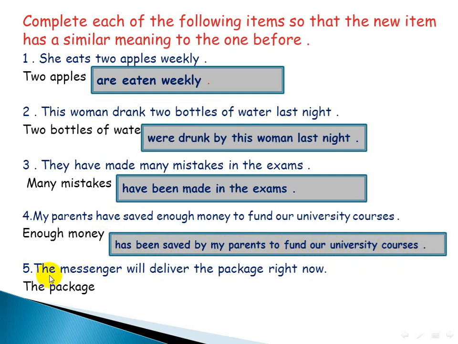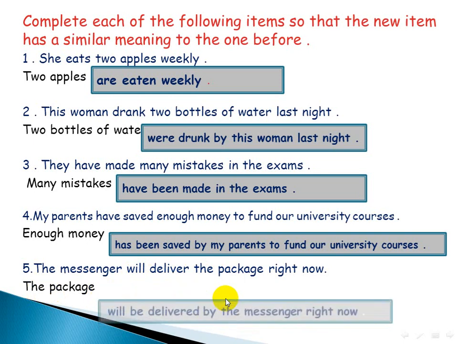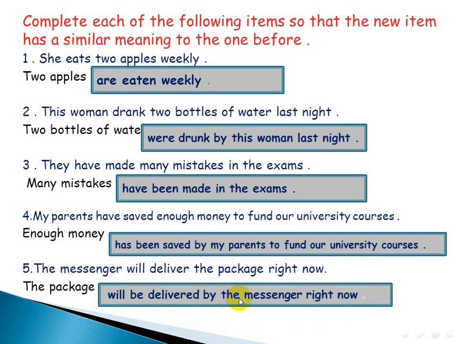Number 5, the messenger will deliver the package right now. The package, we started the sentence with the package. We started the sentence with the object. Then try to identify the tense of the sentence. We have will deliver. We have model plus infinitive. You can go back to the table and apply the rule. The package will be delivered by the messenger right now. So these are the useful steps how to transfer statements from the active to the passive.